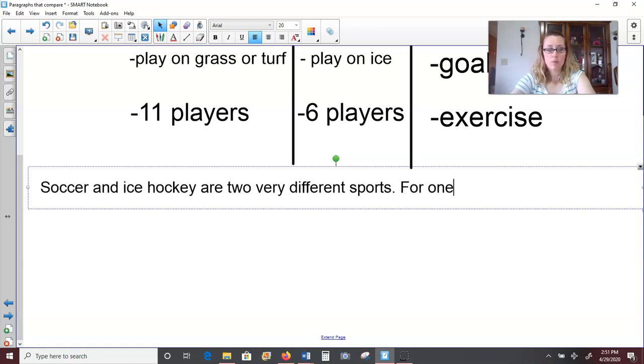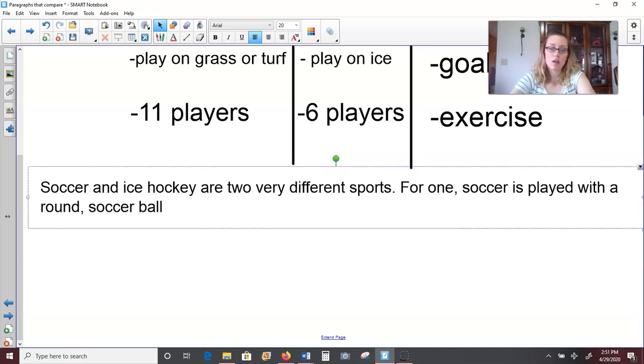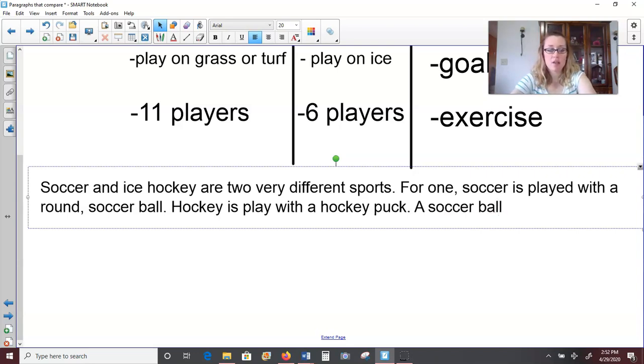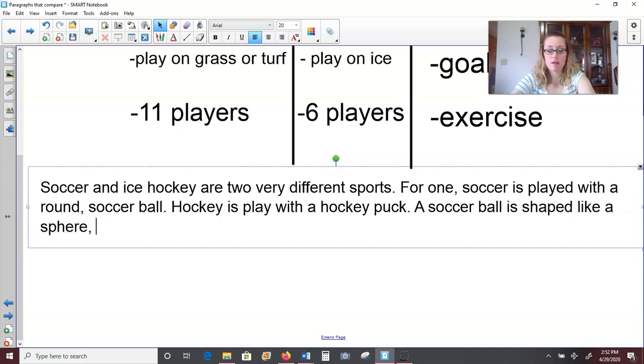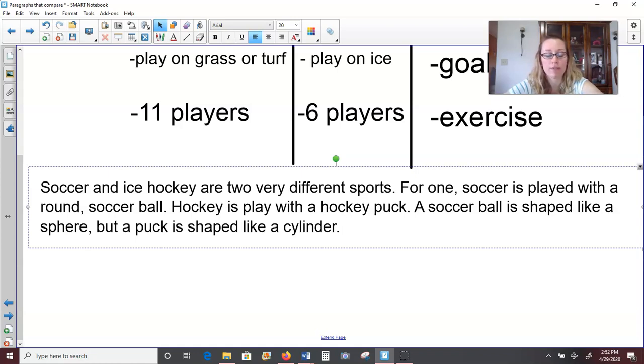For one, soccer is played with a round soccer ball. Hockey is played with a hockey puck. And I'm going to give a little more detail here. A soccer ball is shaped like a sphere, but a puck is shaped like a, you know what it is? Cylinder. That was just something for fun to add in there. That just goes to show even more that the two sports are different because of what they are played with.